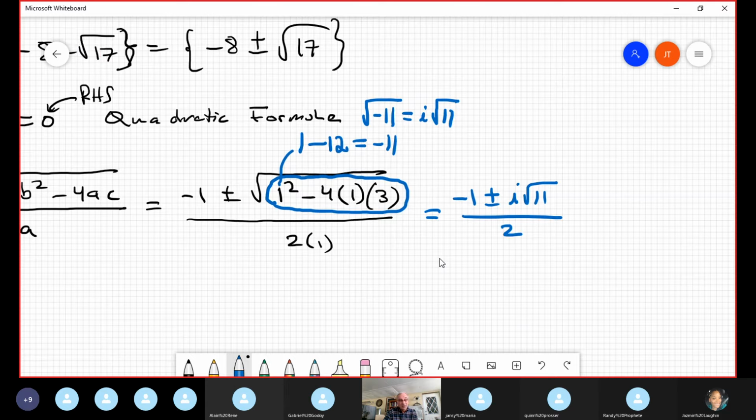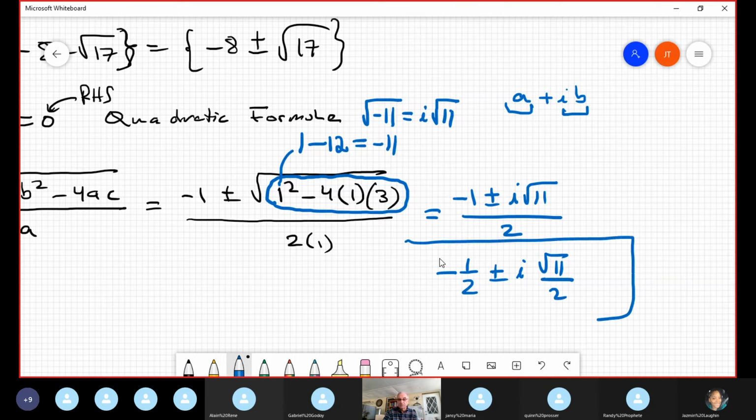One sophisticated detail. When it's complex, the typical format for expressing a complex number is a plus i b, a real part and an imaginary part. So you split this common denominator: negative 1/2 is the real part, plus or minus i radical 11 over 2. And that's my beautiful final answer. Good.